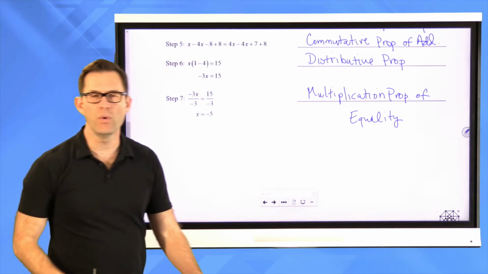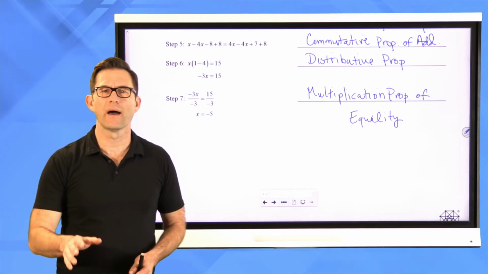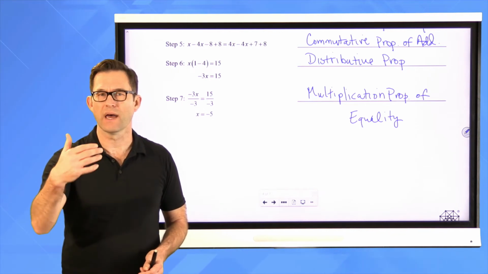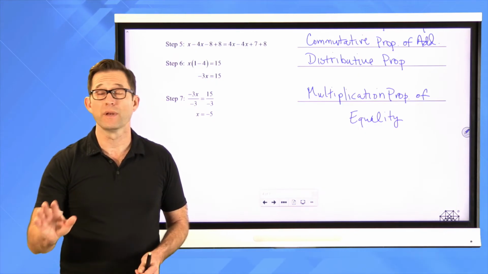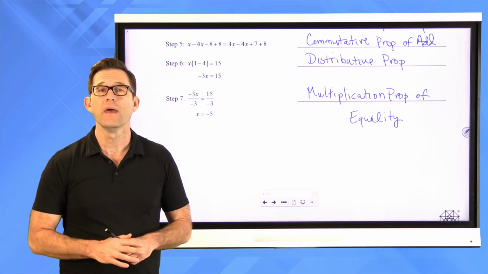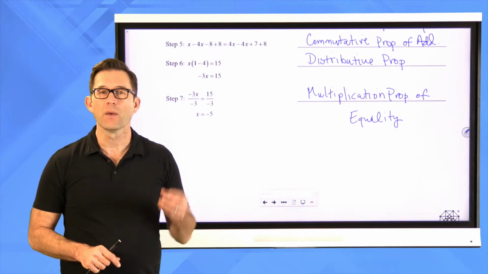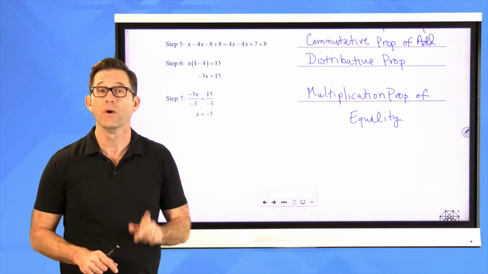All right, whew. That's a lot of properties, right? And granted, most of the time when you solve an equation, you just go through the steps. You're probably not thinking about the properties. You're certainly probably not writing them down, okay? But it's important to know what you're using, why you're using it. It will help solidify in your head what you can and cannot do with equations.